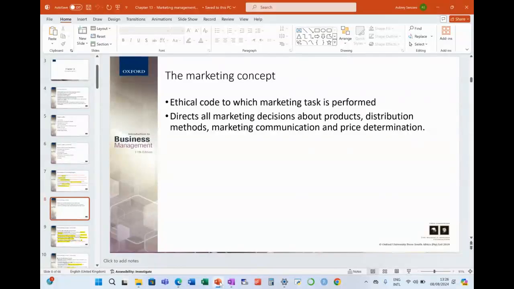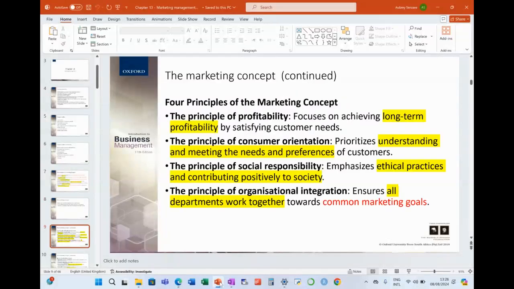So here, the marketing concept. Here, they're just speaking on the ethical code to which marketing tasks are performed. We want to add value, but in a responsible fashion. So that's what the logic is there. Okay, so now let's get into it.